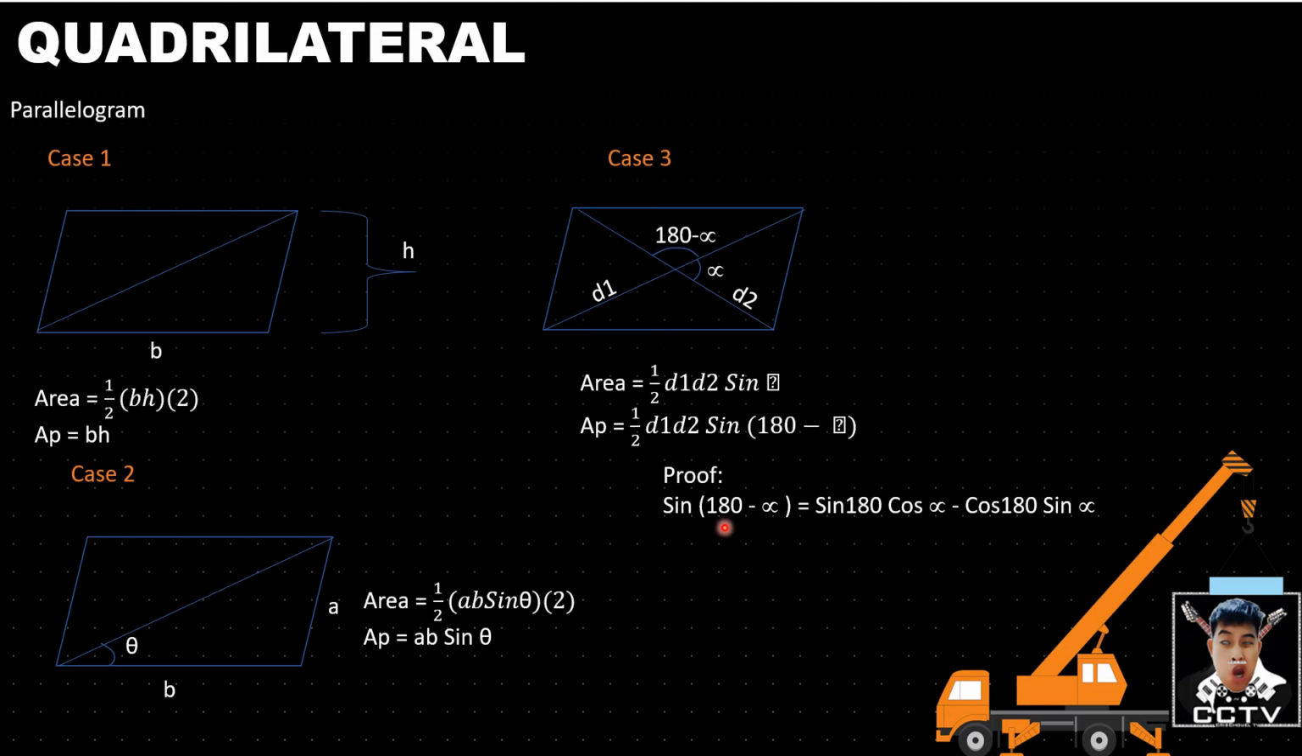Remember that sine of 180 minus alpha. Basically, when it's sine, it's sin cos, cos sin. When it's cosine, it's cos cos, sin sin, right? And of course, what's left there is sine alpha. Why? This one is 0. This one is negative 1. And what's left is sine alpha. So, basically, these are the same.